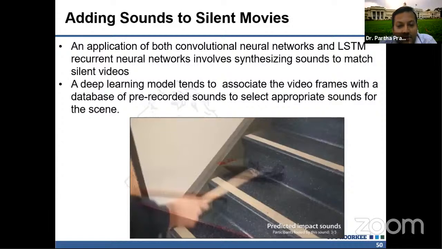As you understand here, this is a silent video, and they are understanding what the object is and what kind of action is being made. Then these actions and objects are learned from other videos, what kind of sound they generate, and those similar sounds are placed here. Then you can get the full video. So that's synthetic sound for silent movies, like image colorization, adding sounds, and similar synthesizing applications.